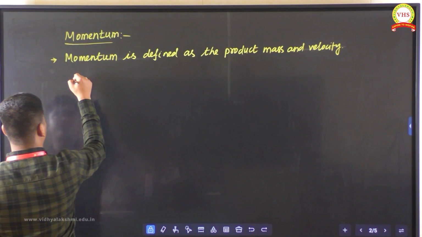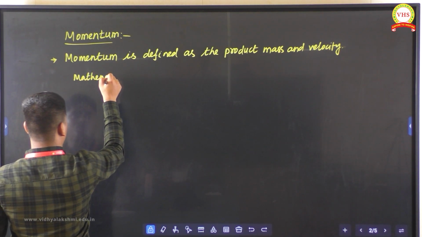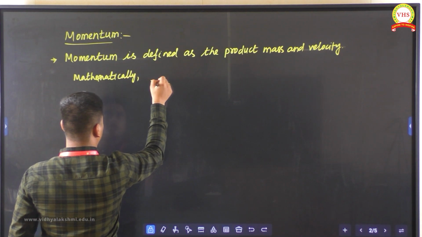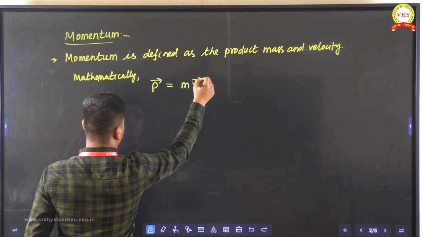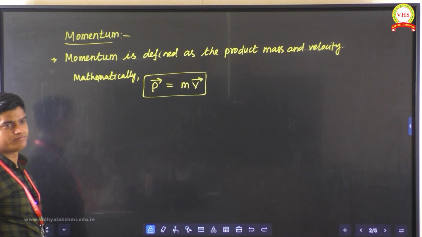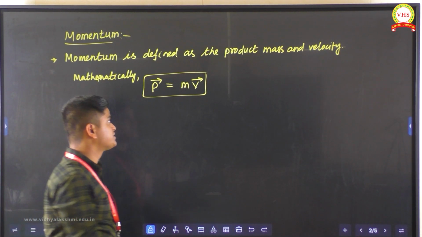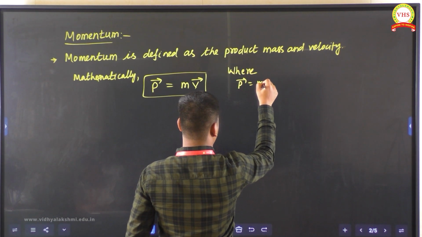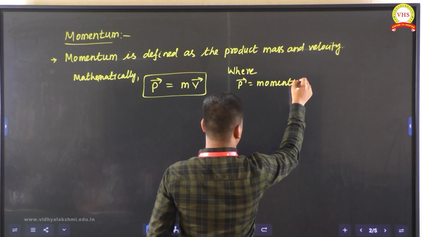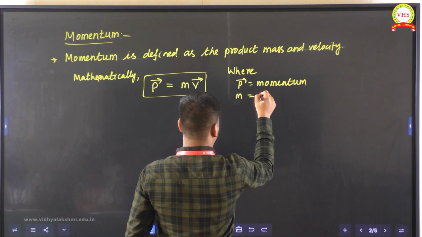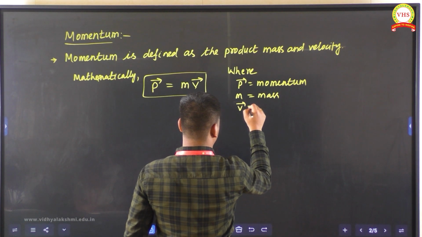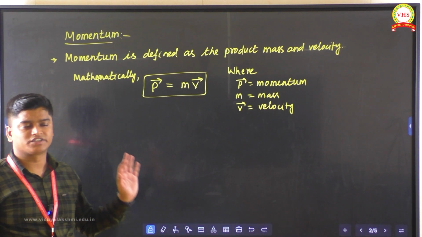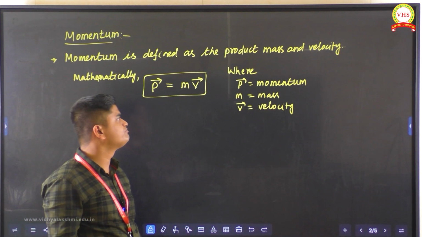And if you want to represent it mathematically, write momentum equal to mass into velocity, where P is momentum, M is mass, and V is velocity. So this is the basic idea you already have. But we will go a little further and try to understand deep inside momentum and change in momentum.